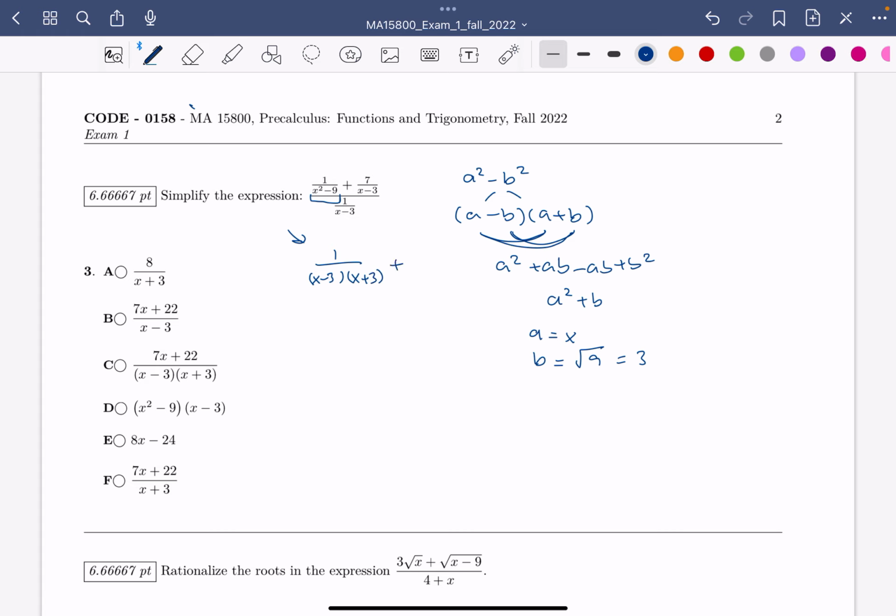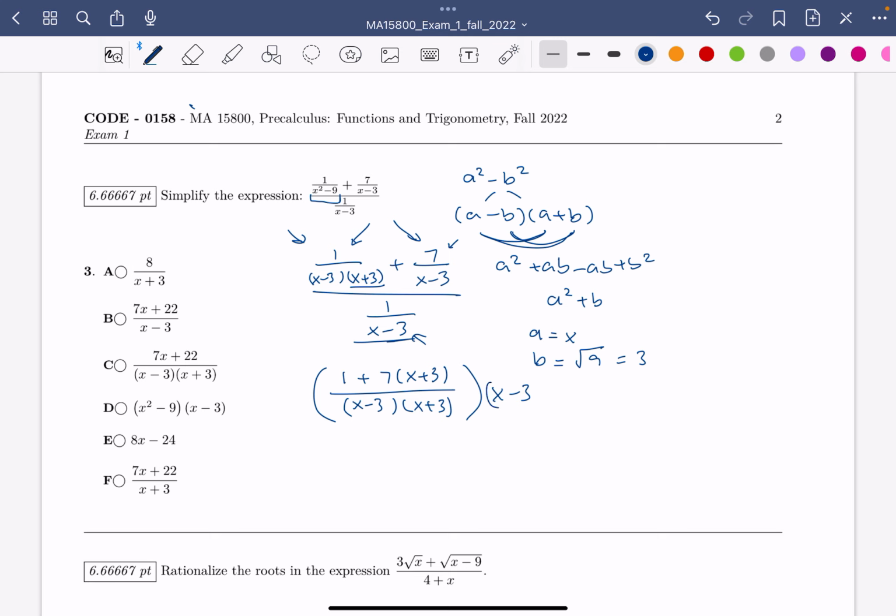And then we're going to add the 7 over x minus 3, put it all over 1 over x minus 3. The next step is we can see that if we want to combine this term and this term, we need to multiply this term by x plus 3. So let's go ahead and do that. So we have 1 plus 7 times x plus 3 over x minus 3 times x plus 3. And then what I want to do with this is, if you're dividing by a fraction, you basically just have to flip it so it's the reciprocal. So this part right here would actually be equal to multiplying the numerator by x minus 3.